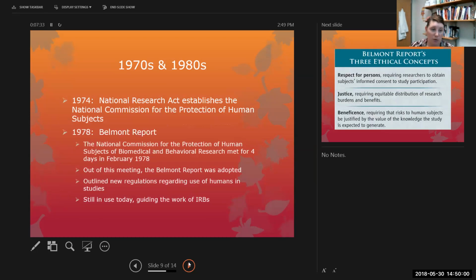In 1974, there was the National Research Act that established the National Commission for the Protection of Human Subjects. And in 1978, we had the Belmont Report, from the National Commission for the Protection of Human Subjects of Biomedical and Behavioral Research. They met for 4 days in February of 1978, and out of this meeting came the Belmont Report, which outlined new regulations in regards to using humans in studies, and it is still what we are using today in our IRB process.